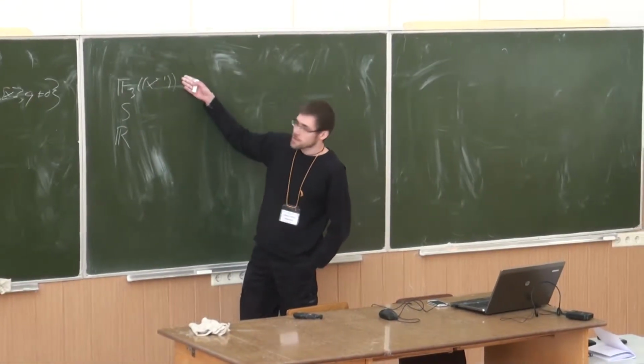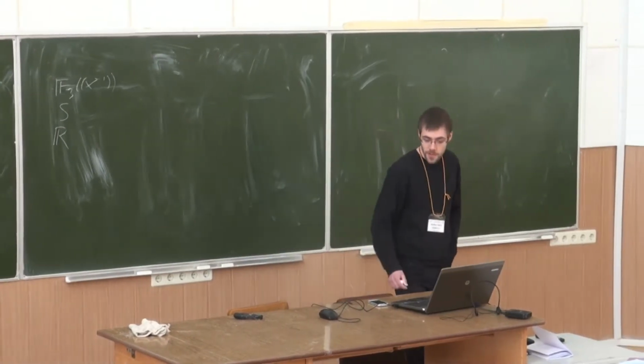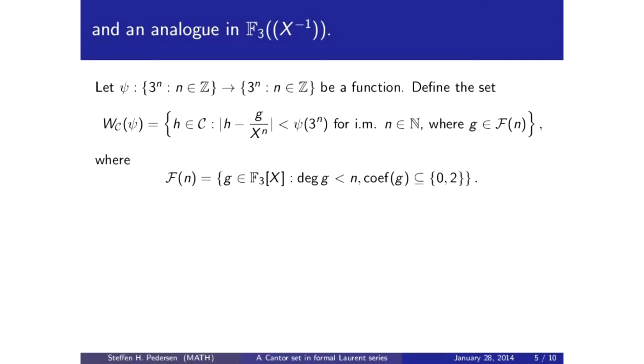So let's look at what that actually looks like when going to the formal Laurent series. That's what I've been doing. So first up, we restrict psi to only take powers of 3, as it's approximating the radii of balls, and that only takes powers of 3. Then we look at the elements in the Cantor set that are well approximable by nice elements, so elements of the form g over x to the n, where g is restricted by degree n, and only has coefficients 0 and 2.